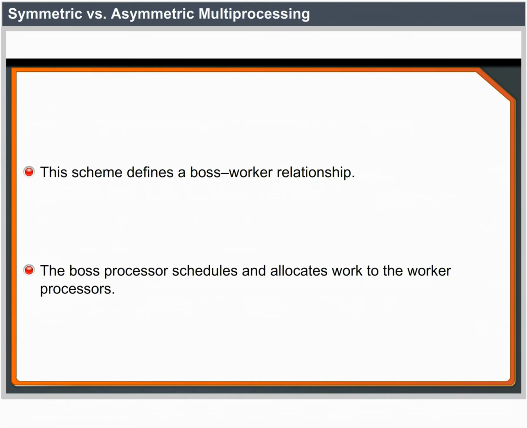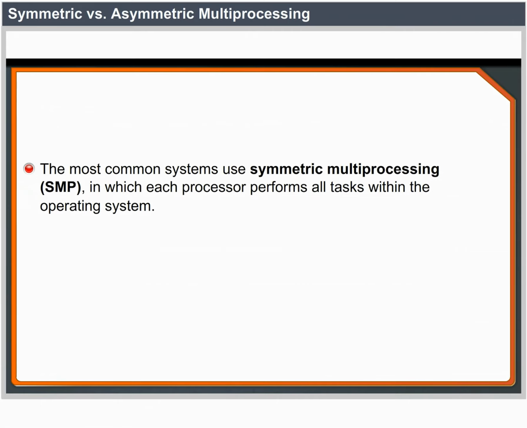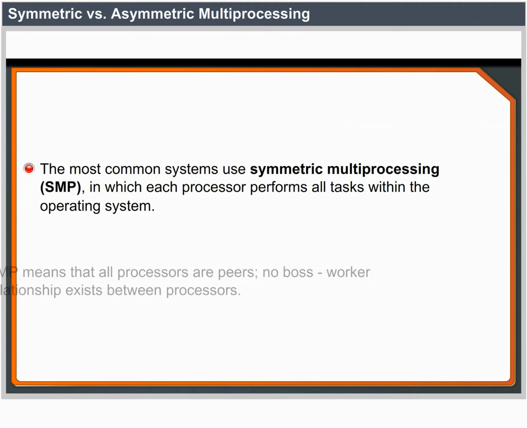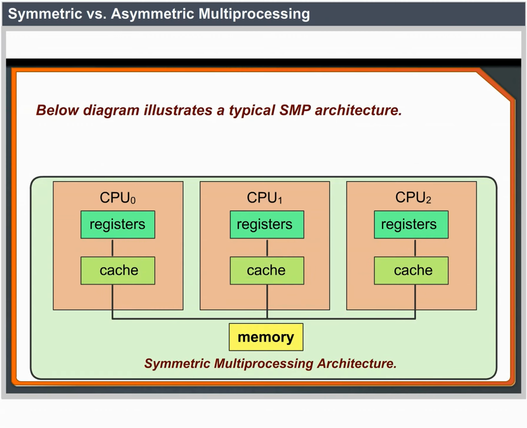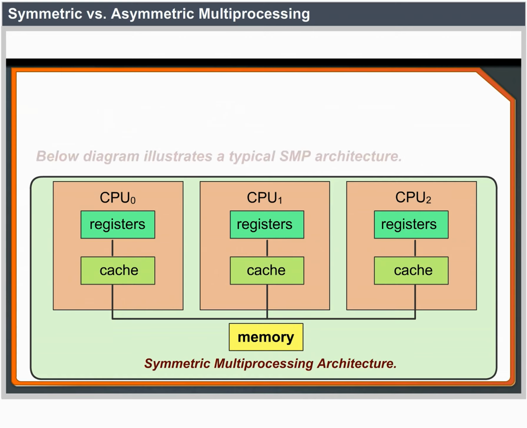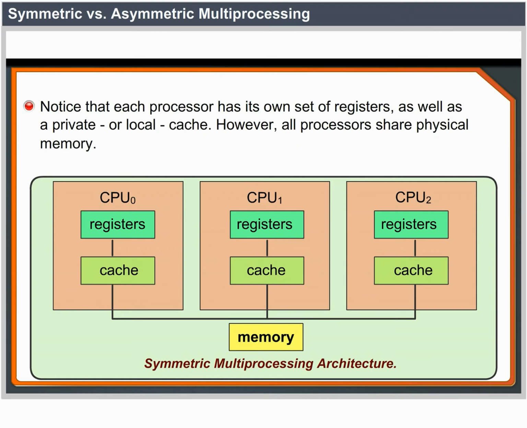The most common systems use symmetric multiprocessing (SMP), in which each processor performs all tasks within the operating system. SMP means that all processors are peers. No boss-worker relationship exists between processors. The diagram below illustrates a typical symmetric multiprocessing architecture. Notice that each processor has its own set of registers as well as a private or local cache. However, all processors share physical memory.